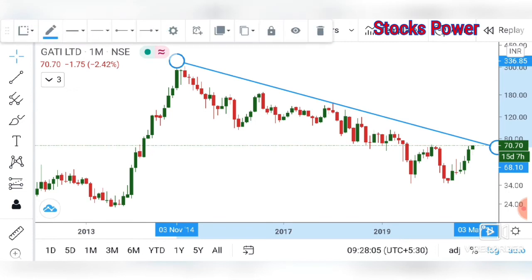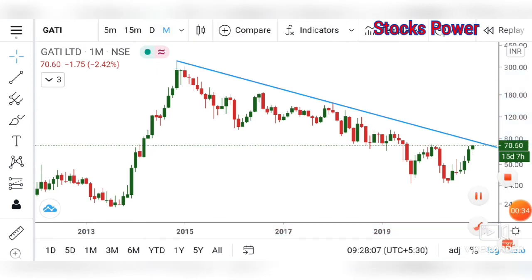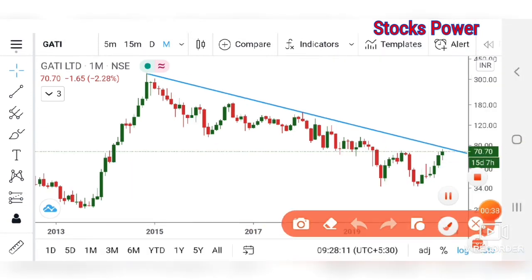Still the stock has not given breakout. You all can see here the stock has not given breakout still, because the candle has touched only one area, and it has touched a second area, and it has not given breakout about the trend line. So avoid this stock. We have to avoid this type of stocks.